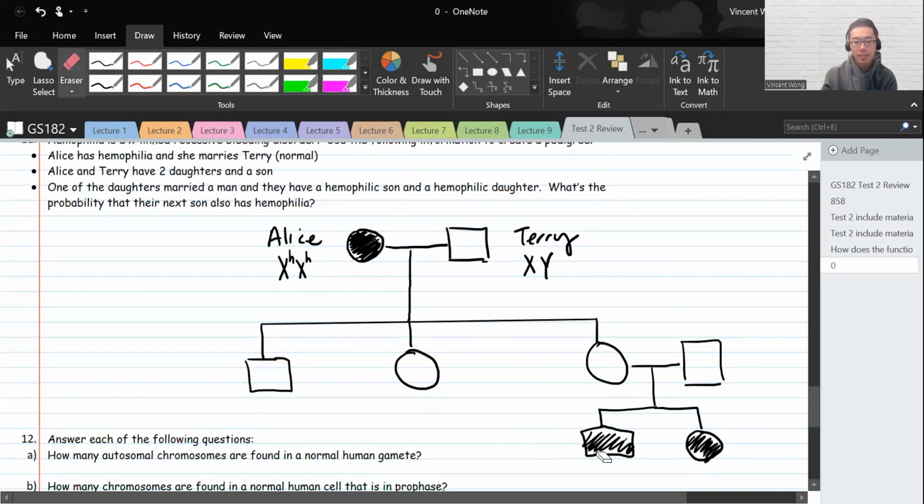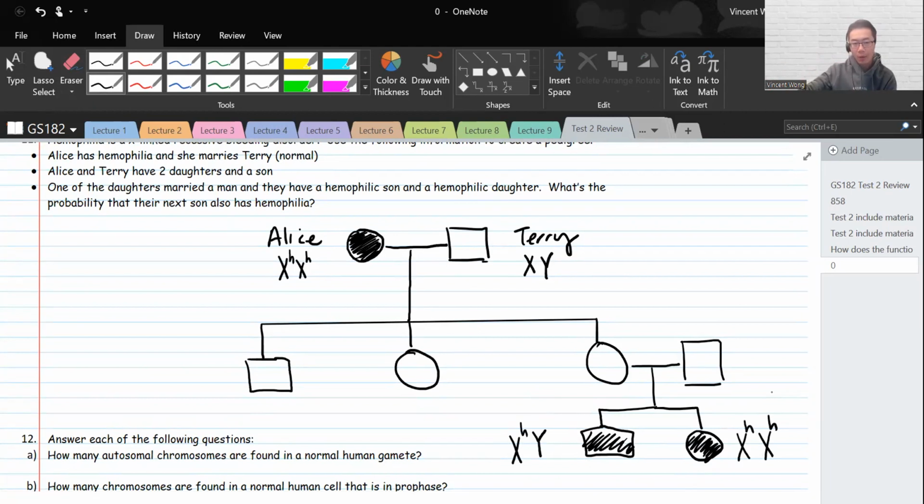So this son here, the grandson, would be XH Y, and this one would be XH XH. Any questions so far about how I know any of this information? It's not done yet. We still have to complete the pedigree.